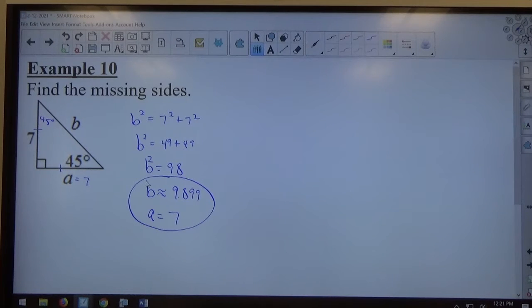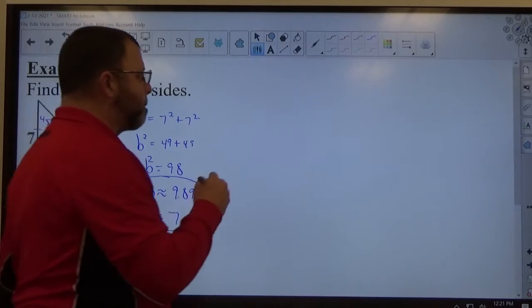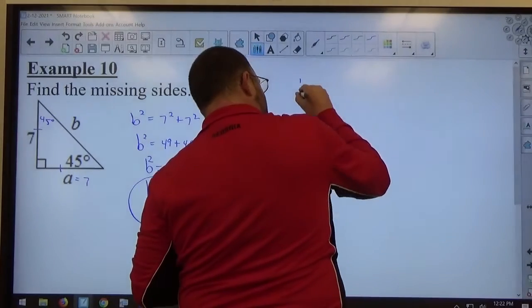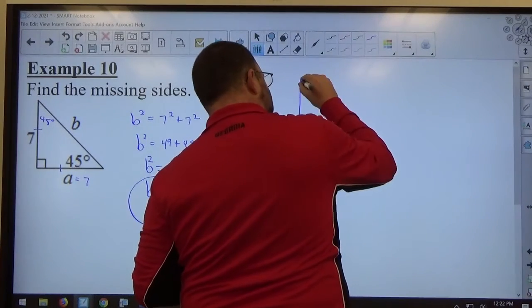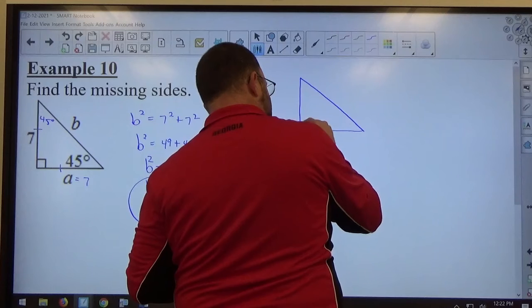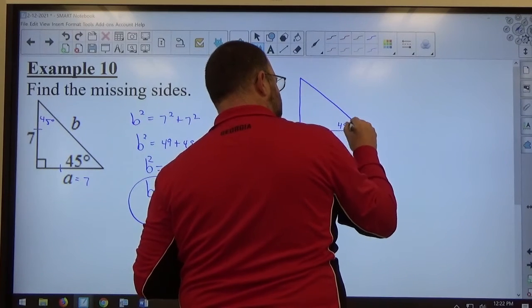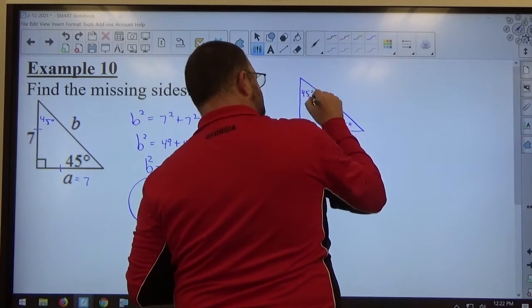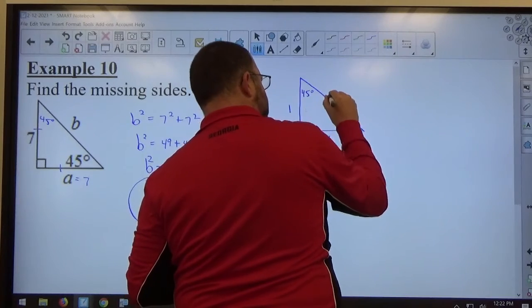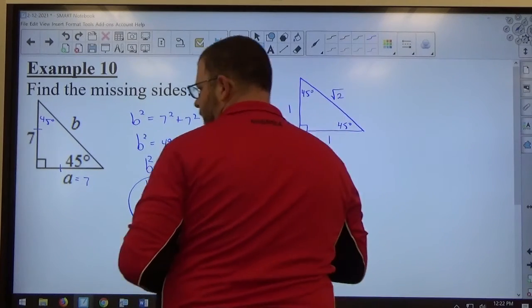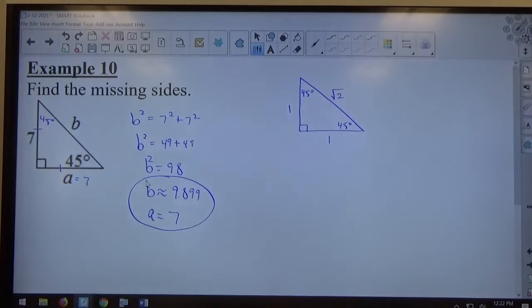The other way to do this problem that's more typical is using similar triangles like this. Every 45, 45, 90 triangle in existence is similar to that one over there. The side measures are 1 and 1 for the legs, and the hypotenuse is the square root of 2.